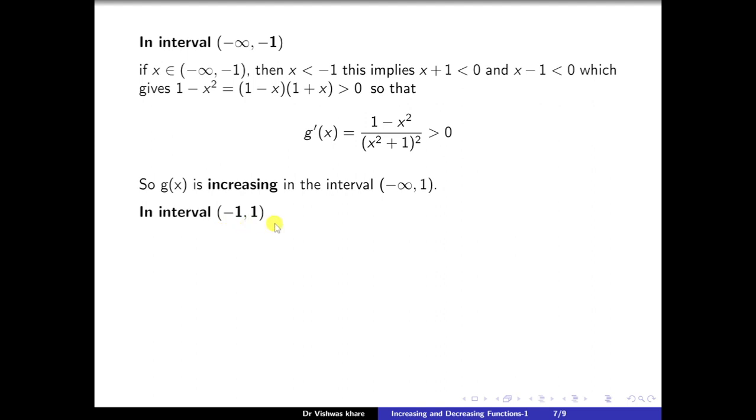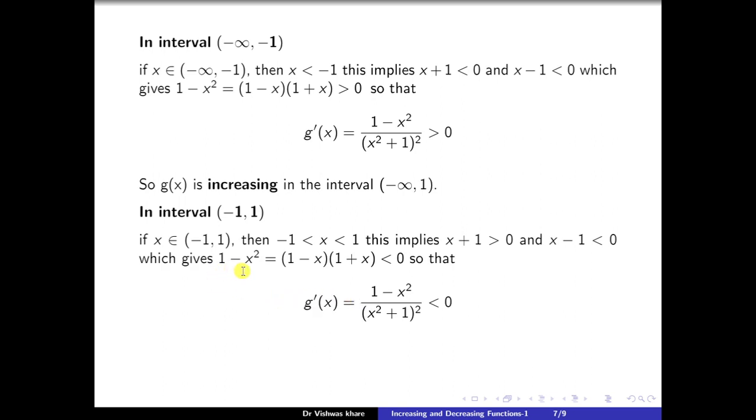Now let us take the interval minus 1 to 1. If x belongs to the open interval minus 1 to 1, then minus 1 is less than x less than 1. This implies x plus 1 is greater than 0 and x minus 1 is less than 0, which gives 1 minus x square, which is (1 minus x) into (1 plus x), is less than 0, because one expression is greater than 0 and the other is less than 0. So g dash x, which is equal to (1 minus x square) upon (x square plus 1) whole square, is less than 0. So g(x) is decreasing in the interval minus 1 to 1.